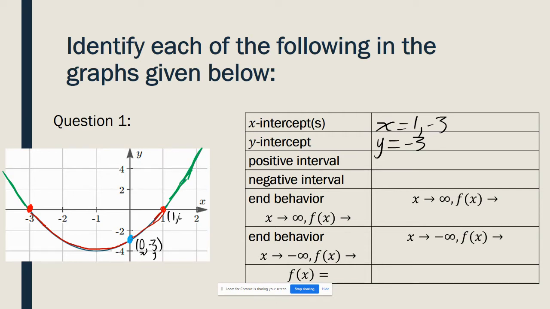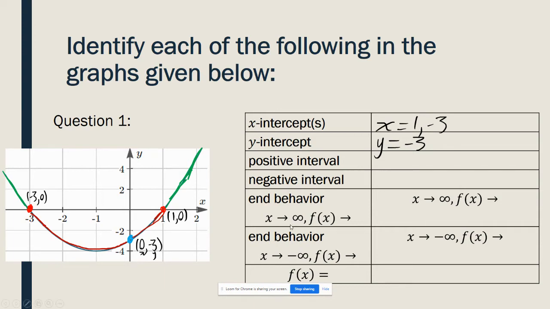This point's going to be (1, 0): 1 in the x direction, 0 in the y direction. This point is (-3, 0): -3 in the x direction, 0 in the y direction. So the x-intercepts are the x-coordinates of those points. The y-intercept is the y-coordinate of this point right here.